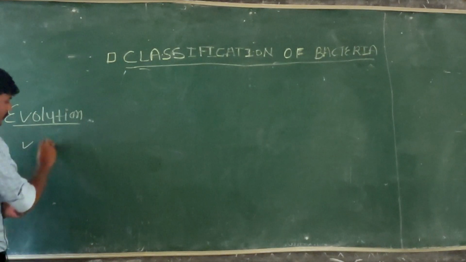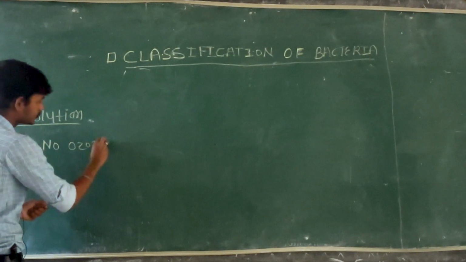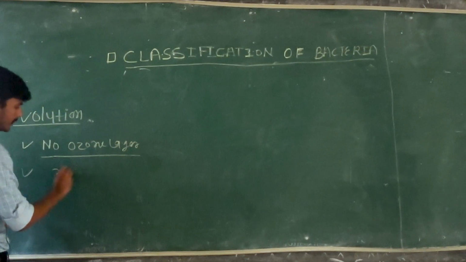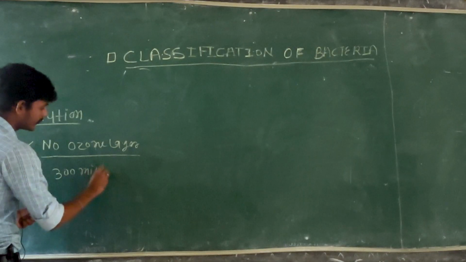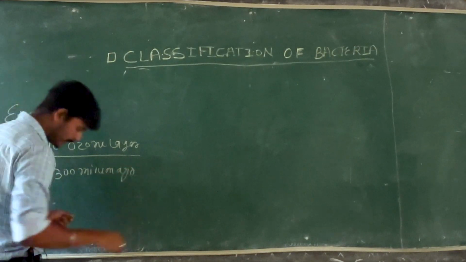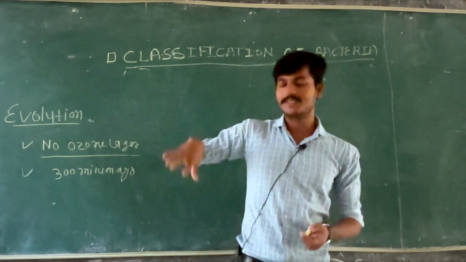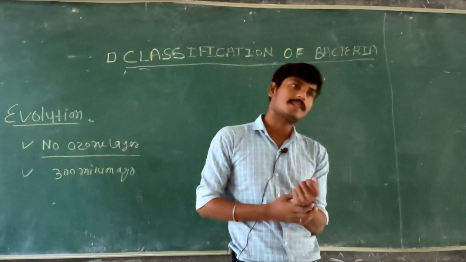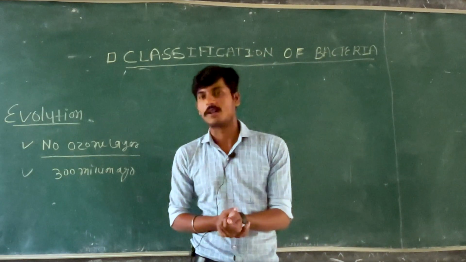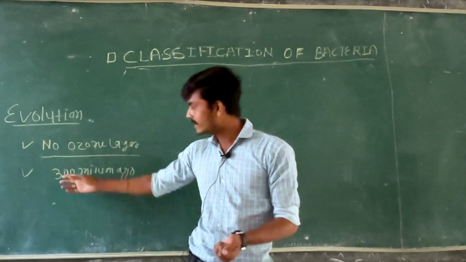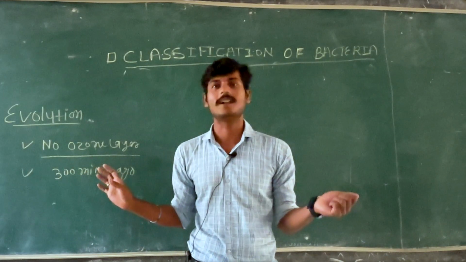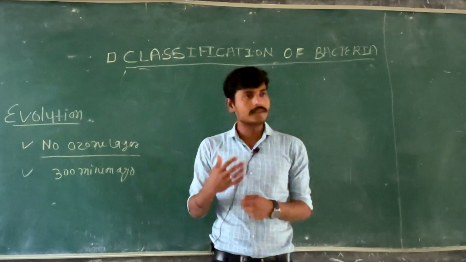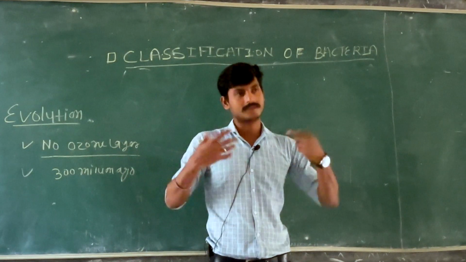And bacteria came around 300 million years ago. Bacteria came onto this planet. Because there was no oxygen, they adapted to the environment and survived without oxygen. It means most of the bacteria in this time period were anaerobic. Bacteria started evolving and surviving without oxygen.